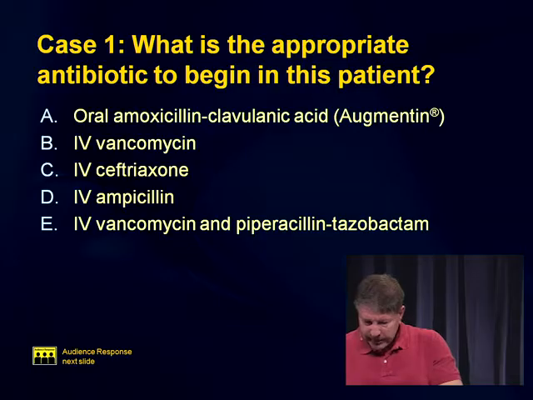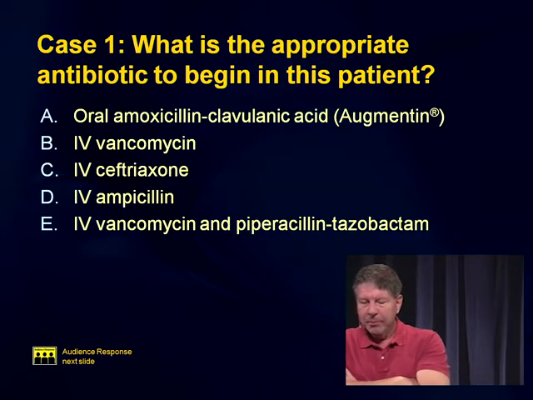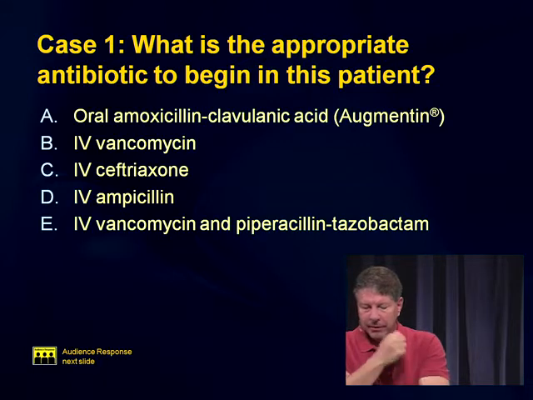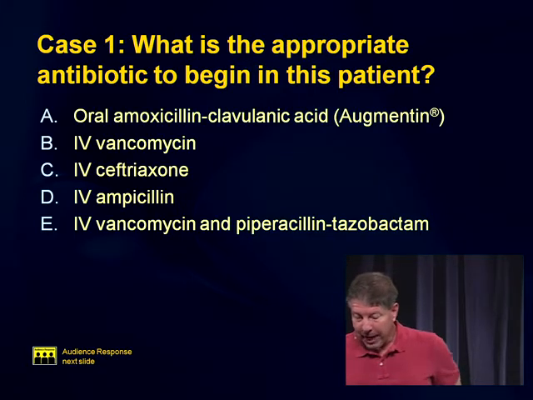So you click there, and this pops up. Okay, I'll let you look at that for a second in color. Then what is the appropriate antibiotic to begin in this patient? Do you want to start oral amoxicillin clavulanic acid or Augmentin, IV vancomycin, IV ceftriaxone, IV ampicillin, or IV vancomycin and piperacillin tazobactam? So what do y'all want to do? Go ahead and vote.